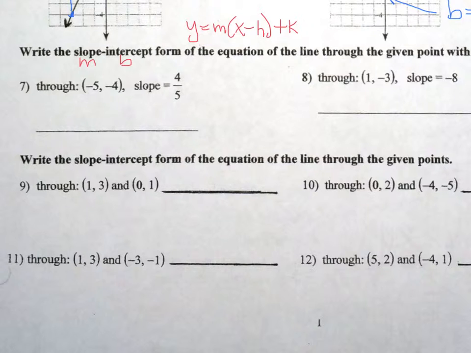I can just plug in the numbers. This would be the h, and that's the k. So when I put that into the formula, that would be 4/5 parentheses x minus 5. That would be plus 5. And then plus k, which is minus 4. Then you distribute. Okay, when you distribute, you're going to have y equals 4/5 x.